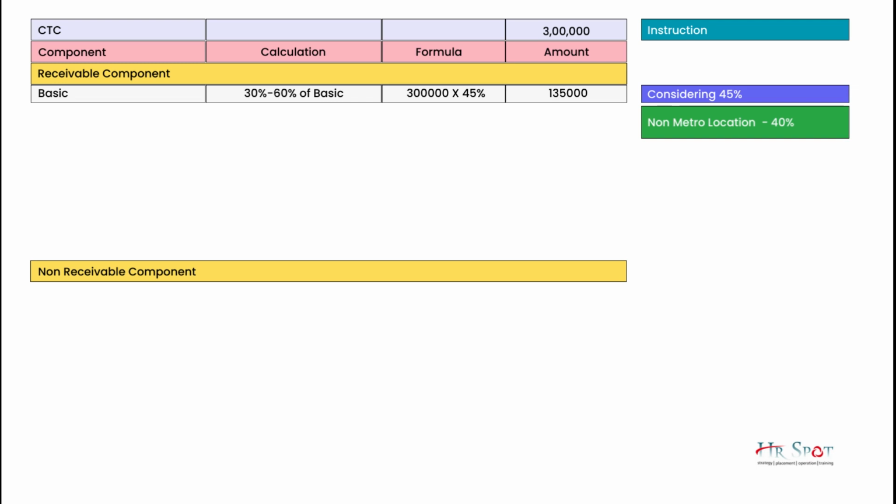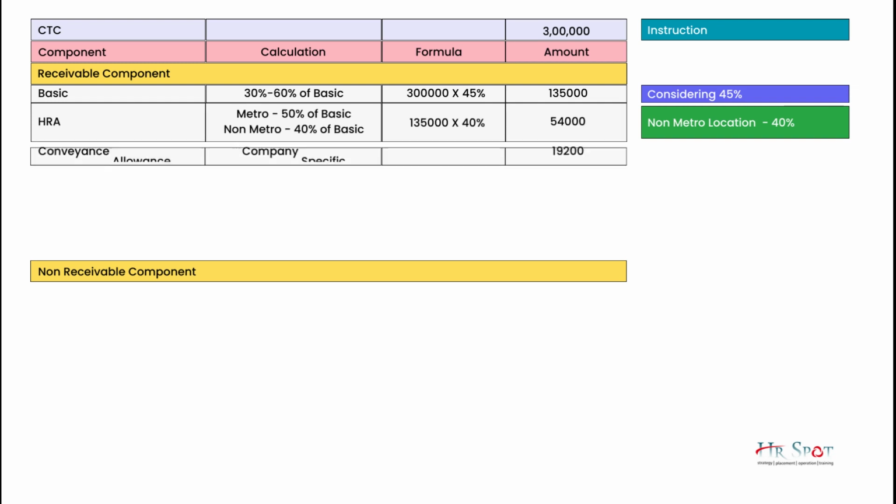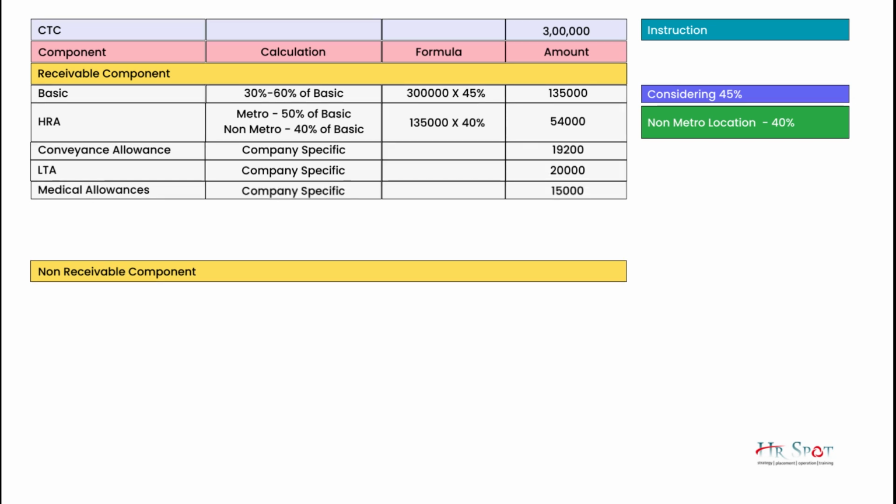So the HRA has become 40% of 1,35,000, that is 54,000. Conveyance, we have considered the same, which is 19,200. LTA, as we have mentioned, does not have any specific formula or rules, that depends on the company policy. So we have considered 20,000 flat for LTA. We have considered 15,000 for the components of medical allowances, and we have taken 10,000 as special allowances.